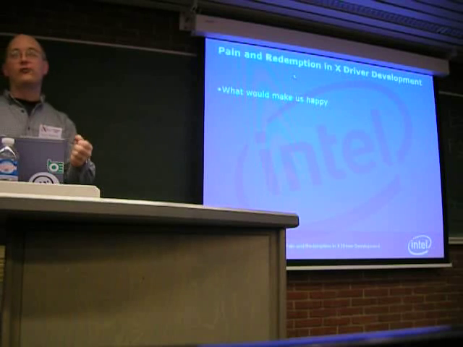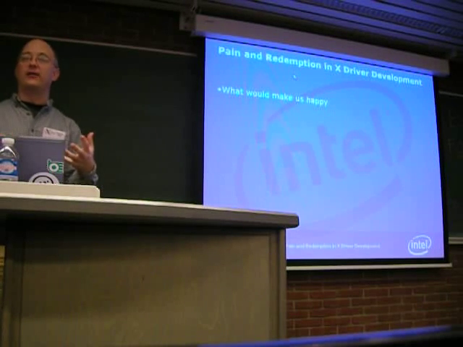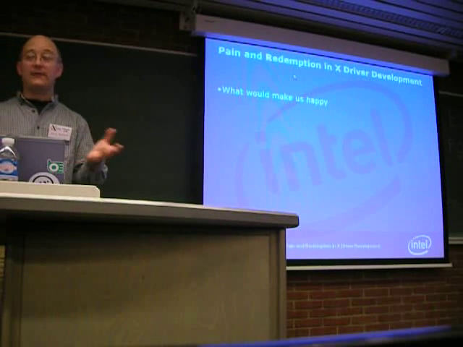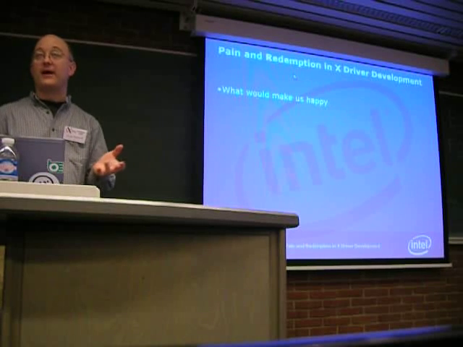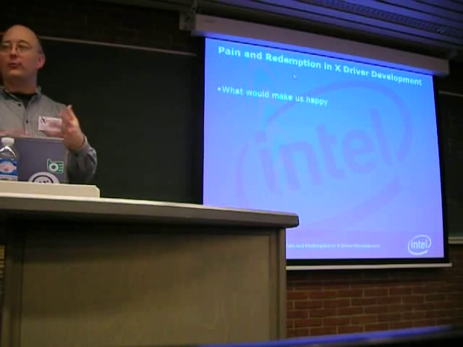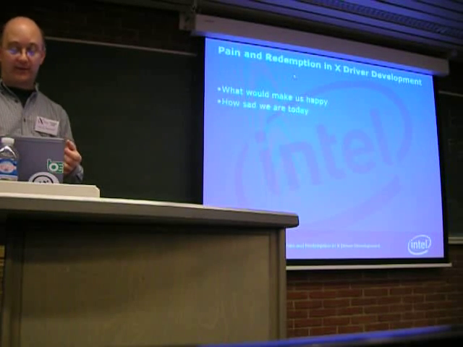So if the question we had 2 years ago is, what do we want? What's going to make us happy? What's going to satisfy the needs of our users, of our developers, and even our OS vendors? So what's going to make a Red Hat happy? What's going to make an Ubuntu developer happy? What's going to make Debian happy? Well, I use Debian, so I only care about that.